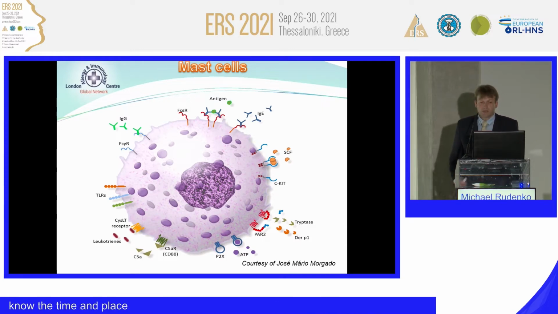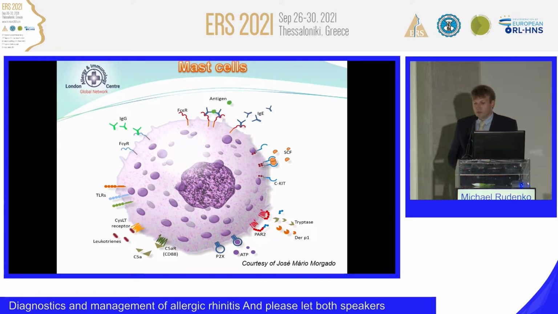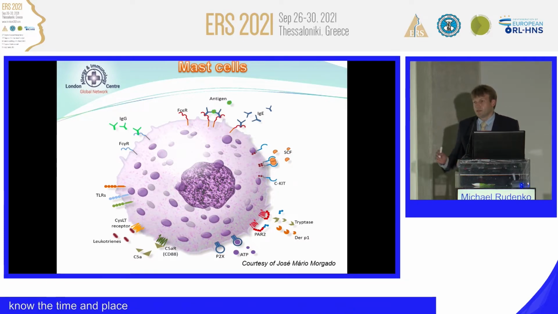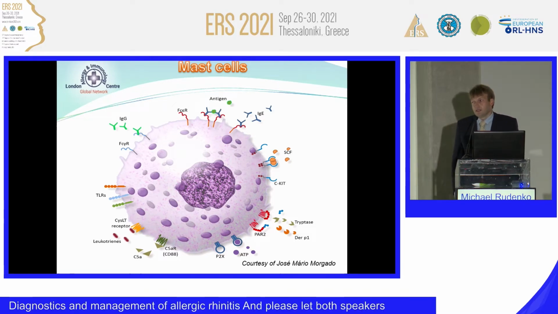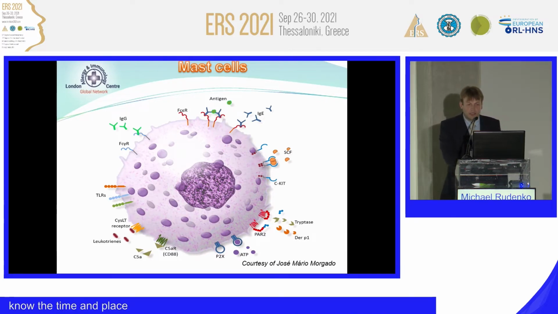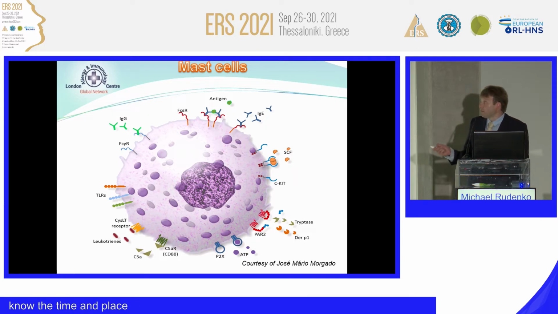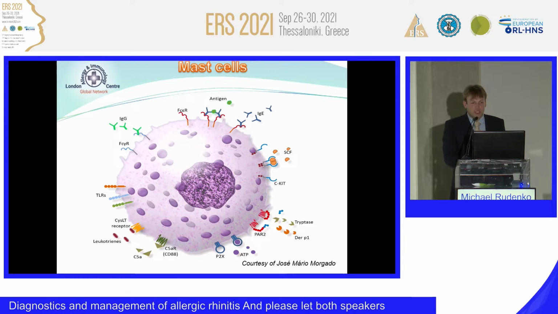So if these specific IgEs are specific to different allergens, there will be no reaction. And that's something that we see in people with polysensitization, when there are plenty of things they're allergic to, and sometimes they say that they don't react to a particular allergen. This is one possible explanation to this phenomenon.